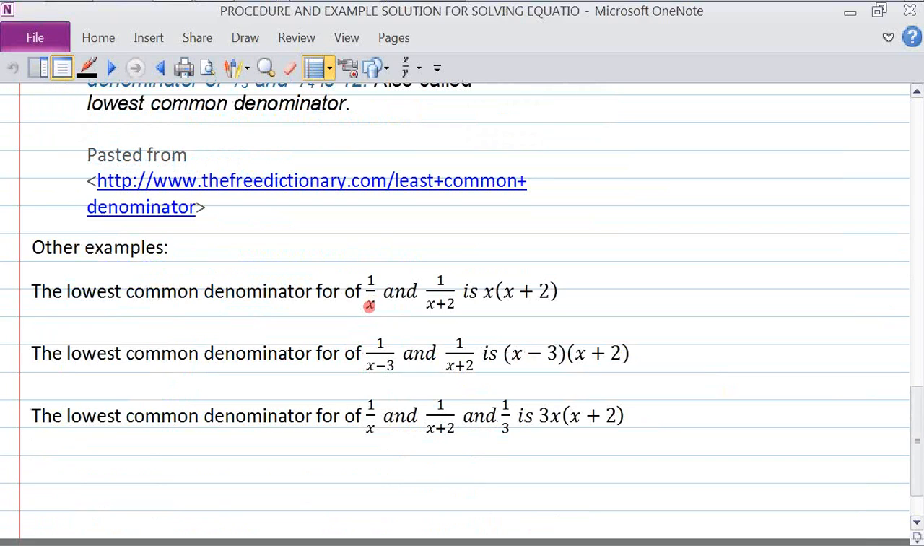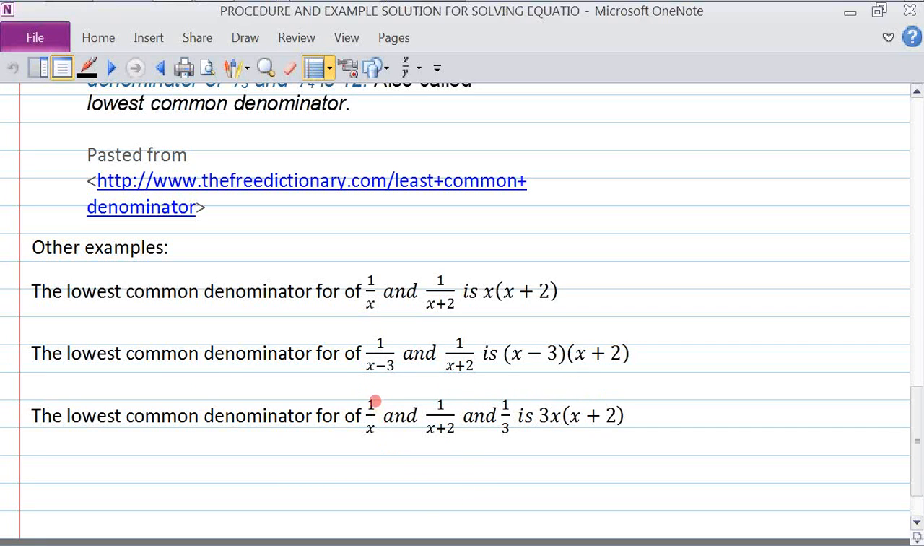So right over here, supposing we have the fractions 1 over x and 1 over x plus 2, we're not going to look at the numerator, so forget about the numerator. But if we look at the denominator, the least common multiple of x and x plus 2 is x times x plus 2. We have x minus 3 here and x plus 2. The lowest common denominator is x minus 3 times x plus 2, in other words this one and that one.